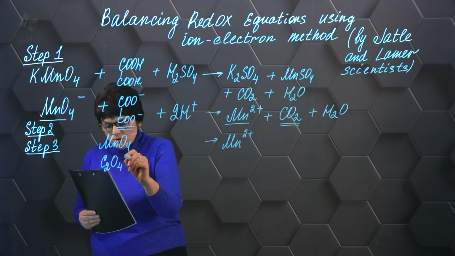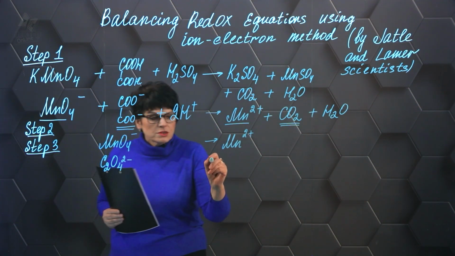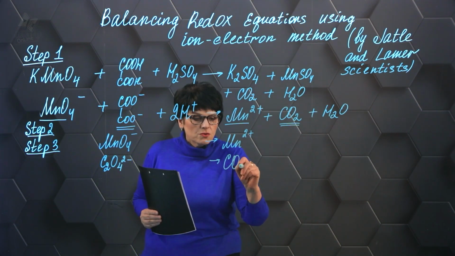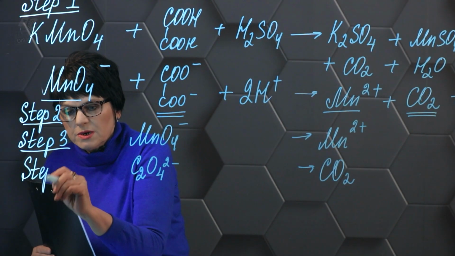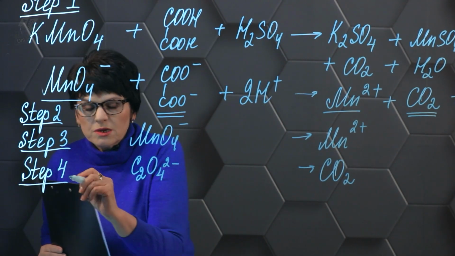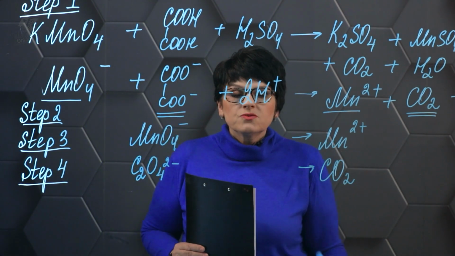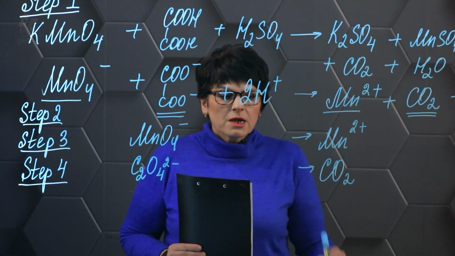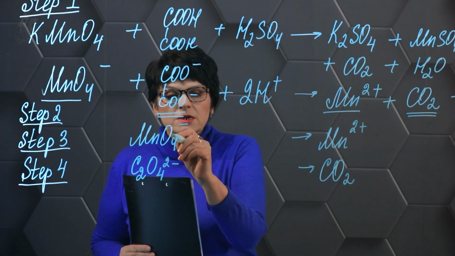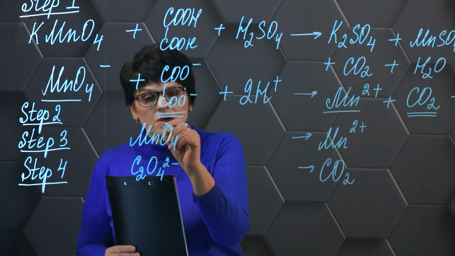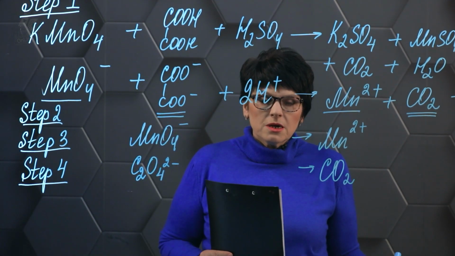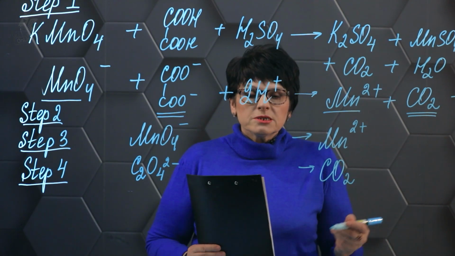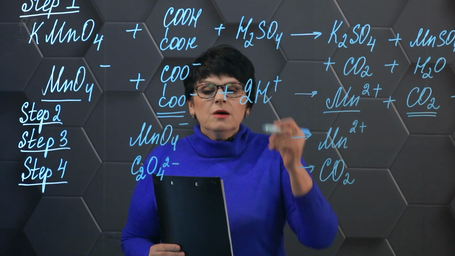The next step that needs to be done: we need to determine what is going to happen inside these half reactions. As we can see, in the first reaction equation, we have oxygen on the left side, but we don't have that element on the right side. How do we remove the oxygen from this reaction?